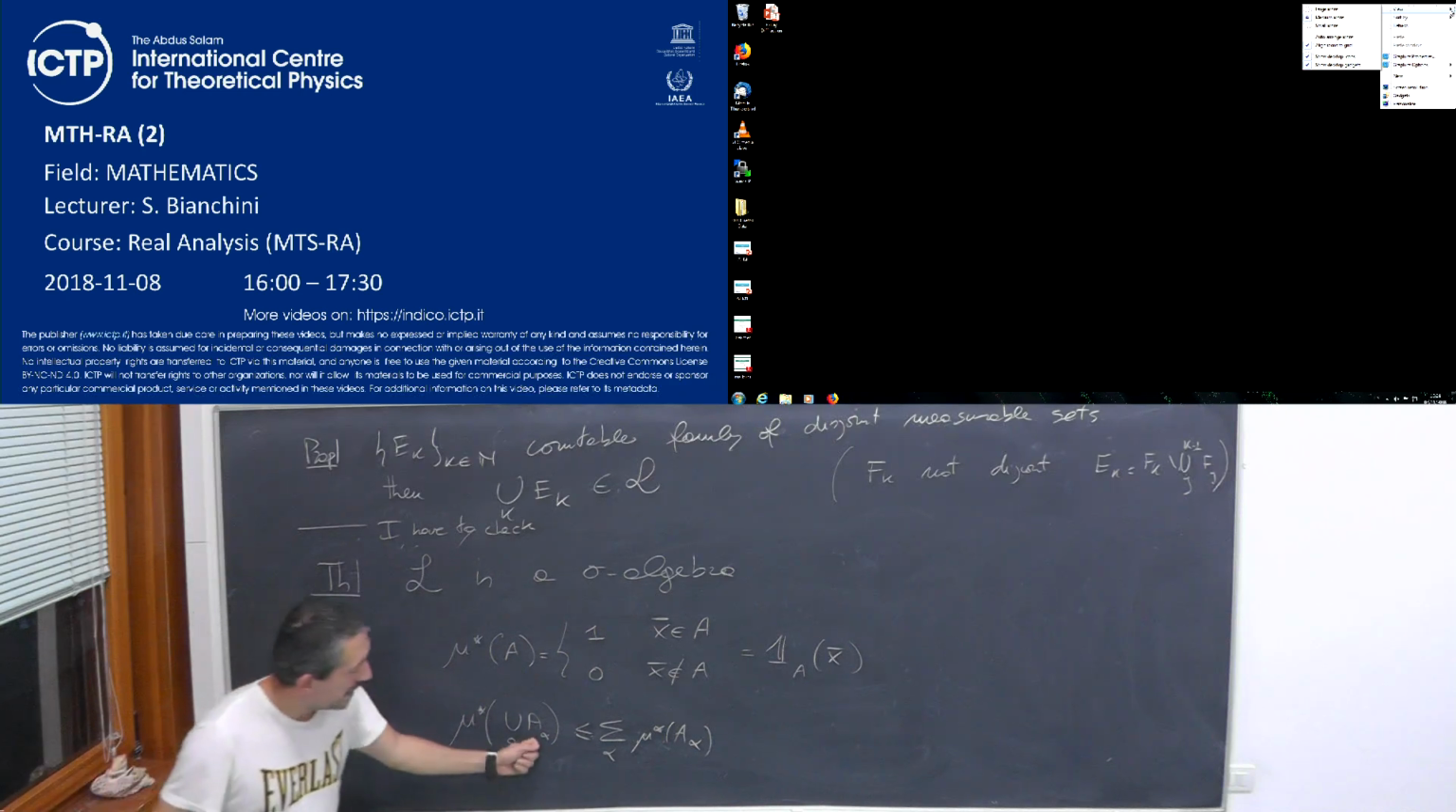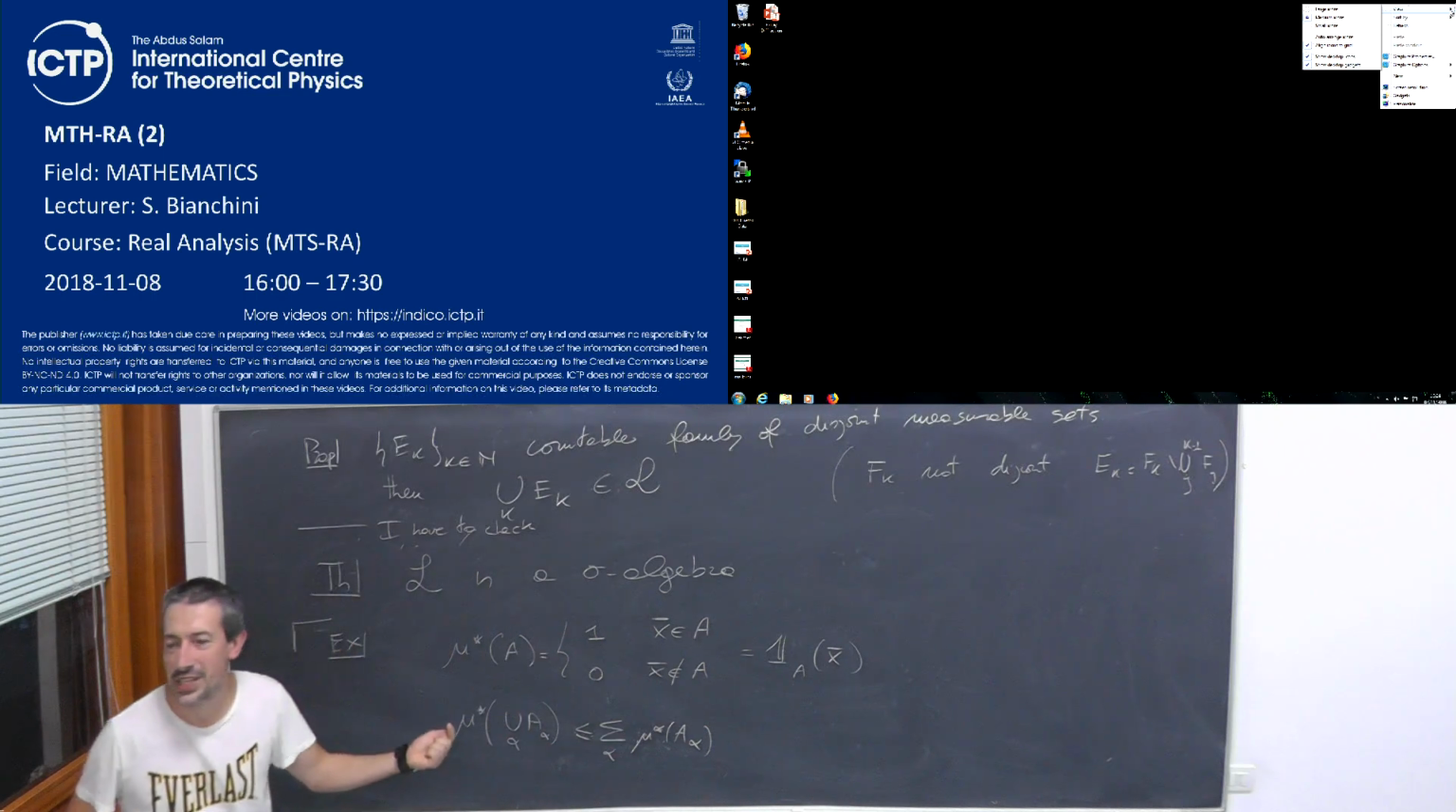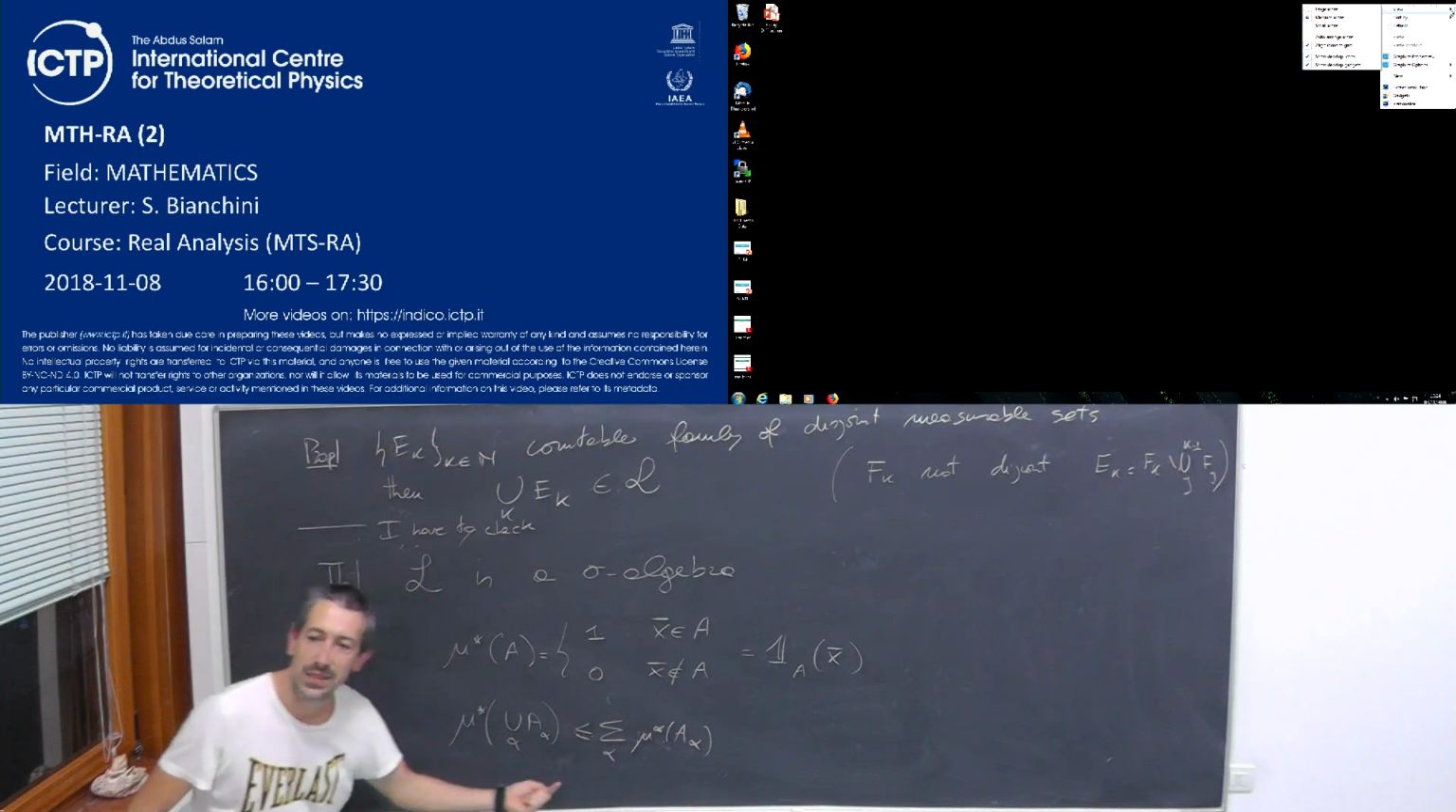So if it belongs to one set, in this sum at least one of the elements is 1. So certainly it is larger than 1.